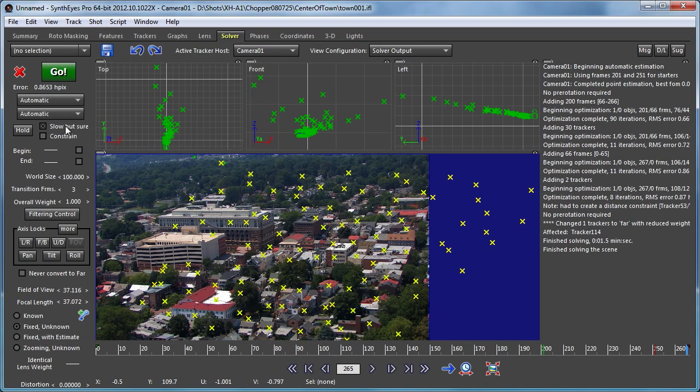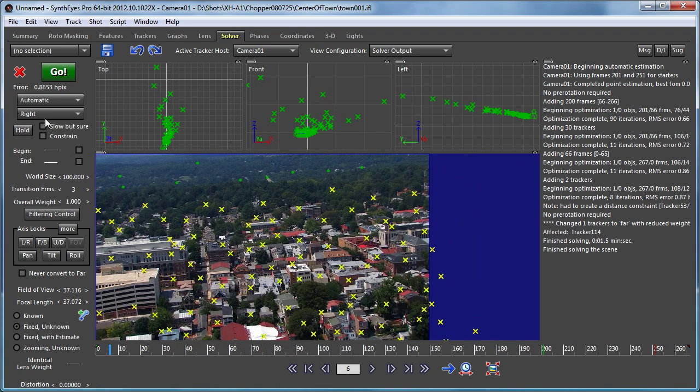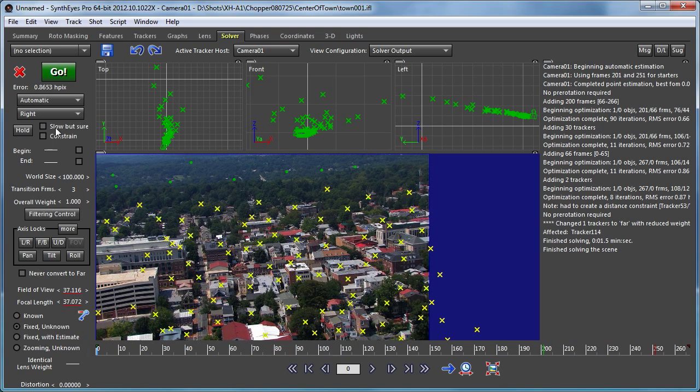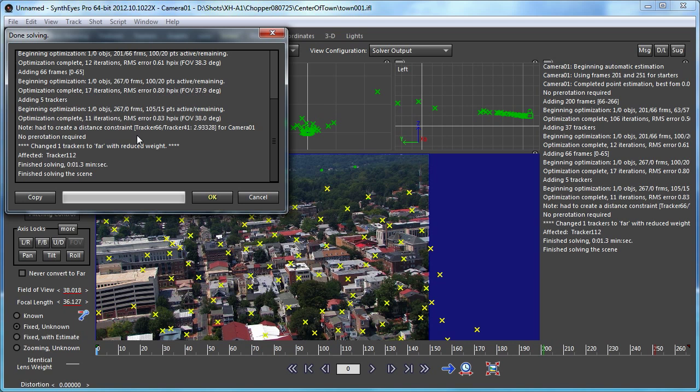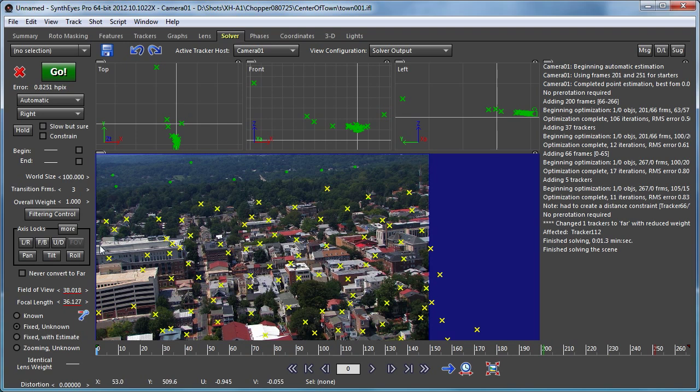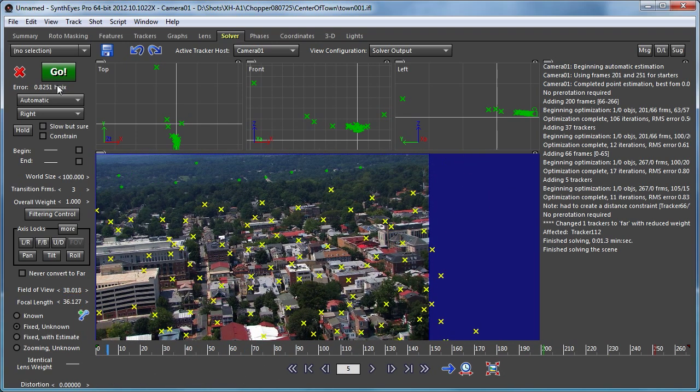Alternatively, we can give the solver a motion hint that says, hey, the camera is moving to the right. So I've turned off the slow but sure and told it the camera is moving to the right, and that lets it take a more specific look around the kinds of solutions that are likely to be right and avoid doing searches for solutions that aren't really likely to be right. And you see again it gives us the right sort of solution, and we come up with a low error rate. And of course we could do both of these and do the solve also.